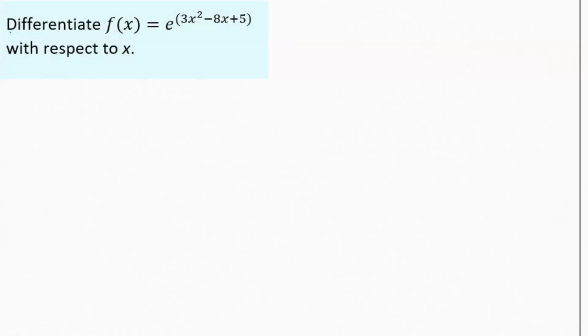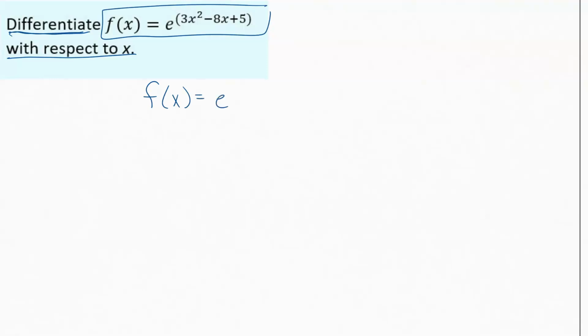Here we're being asked to differentiate the given function, and then they always throw in "with respect to x." Remember, differentiate just means take the derivative of, and with respect to x is just telling us what variable we care about. So we are looking at this equation, e to the 3x squared minus 8x plus 5.